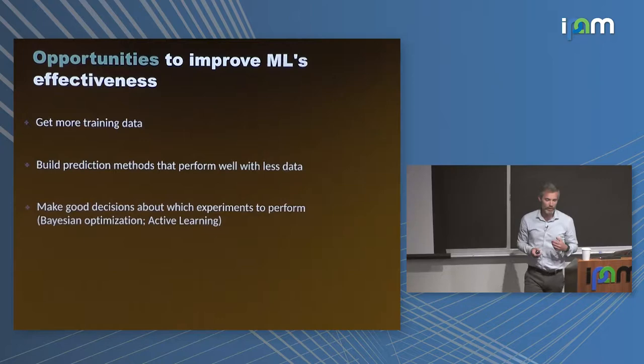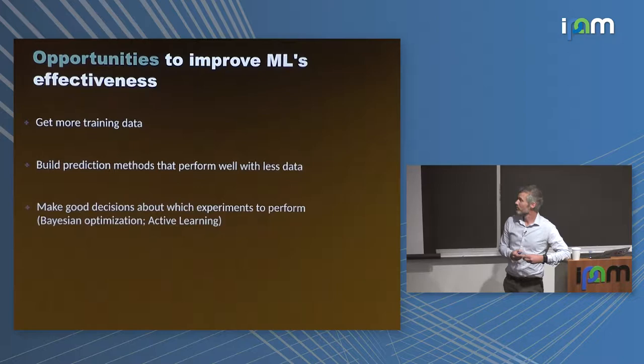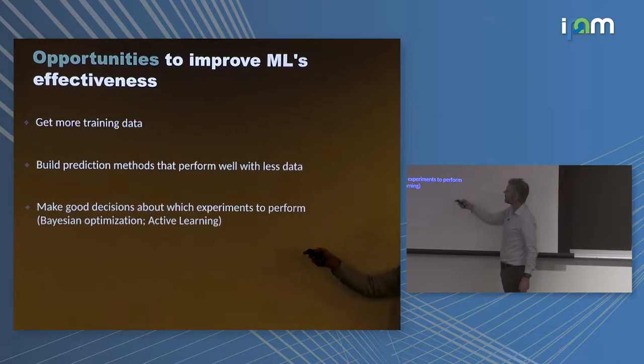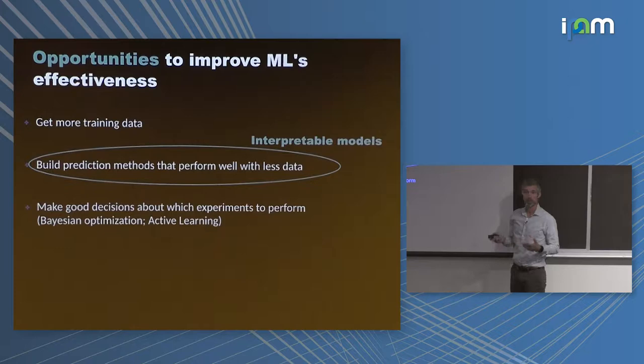So how can we, as machine learning people, do something that's actually useful? So one thing would be, always, if you can get more training data, do that. You can try to build prediction methods that perform well with less data. And the theme of the workshop is on interpretable models. And interpretable models is a good way to do this, including chemical intuition, including physical intuition into your model, often improves generalization from small amounts of training data, or maybe to not use the word generalization, improves predictive accuracy.